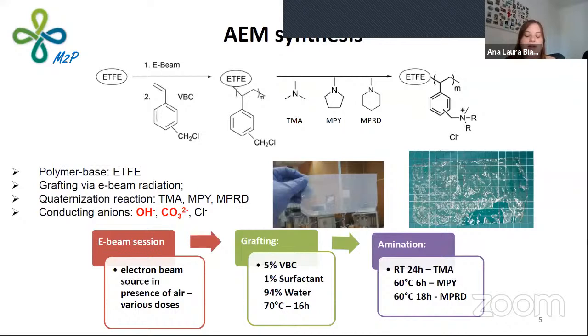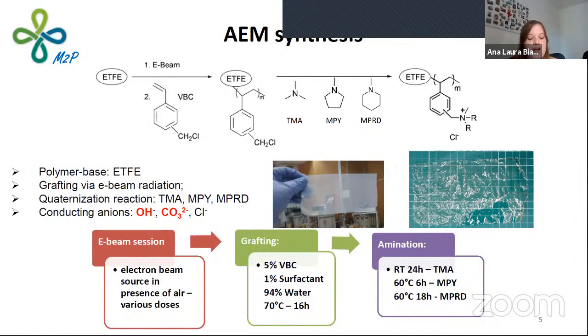This is one of the methods. I'm going to talk about the other one later. In this method, the prefab films, in this case I'm going to talk about ETFE, are irradiated by an electron beam at the desired dose, and then grafted in the lab with vinyl benzyl chloride, which is this molecule here, VBC. During irradiation, radicals are formed, and we store the film at minus 40 degrees to preserve them. Then in the grafting step, the radicals react with the VBC by thermal decomposition.